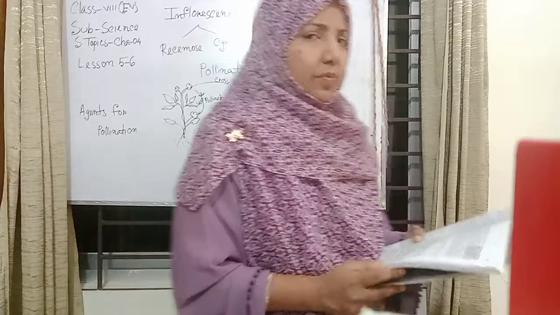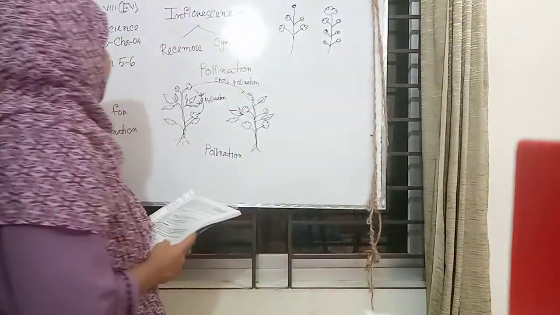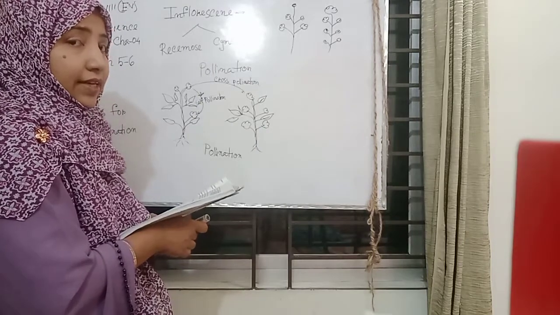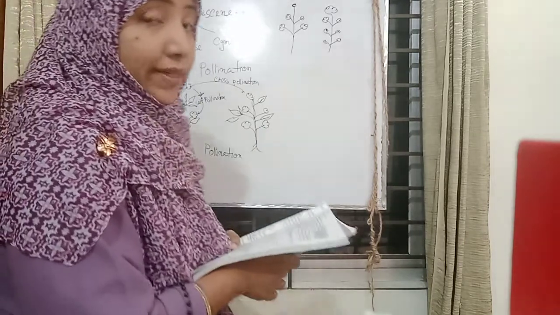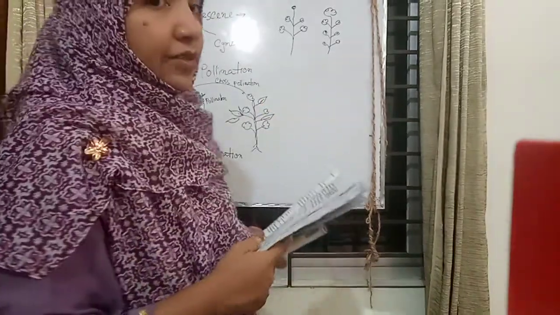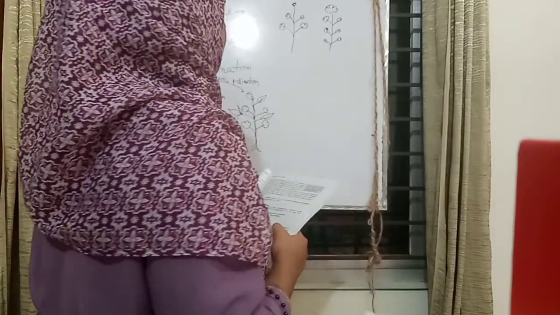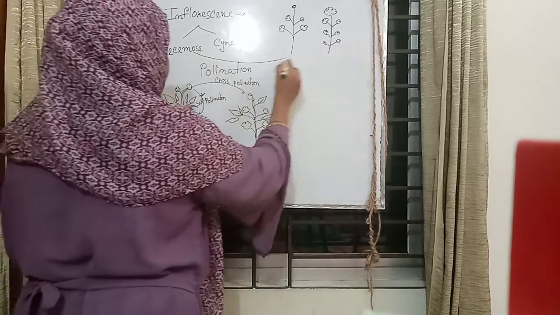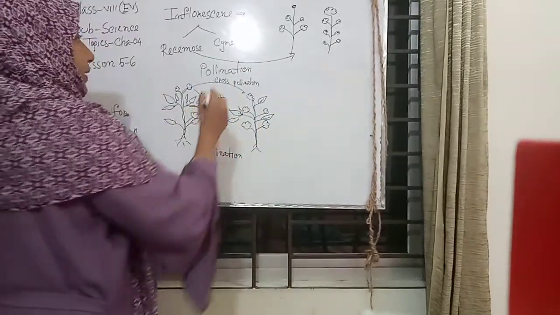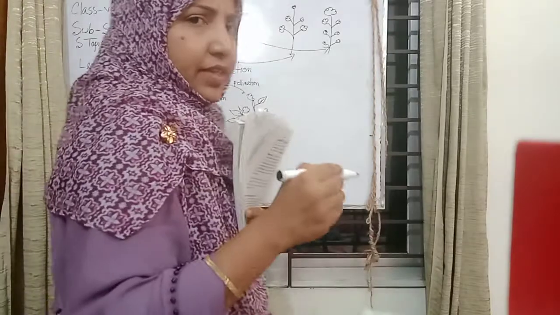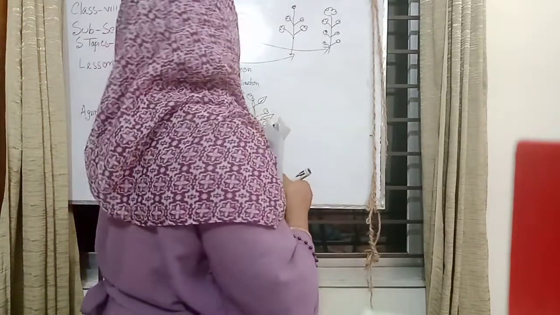The first topic's name is inflorescence. Basically, inflorescence is a very important topic for pollination. Now, I have drawn two structures. The first structure is the racemose and the second structure is the cymose. Yes, this structure is the racemose and the second structure is the cymose. Can you differentiate between the racemose and the cymose?